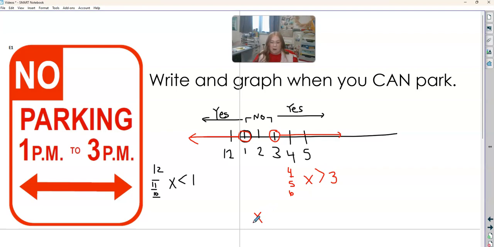So let's write our inequality. We're comparing X with 3 and 1. So this one's pretty simple. It just is in that same order. X is later than 3. And then if I go backwards, X is earlier than 1, right? It's pointing to the X, pointing to the X.